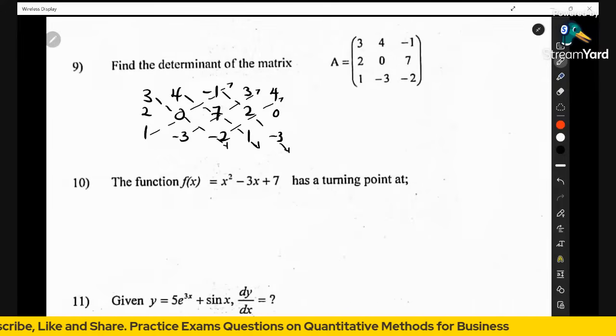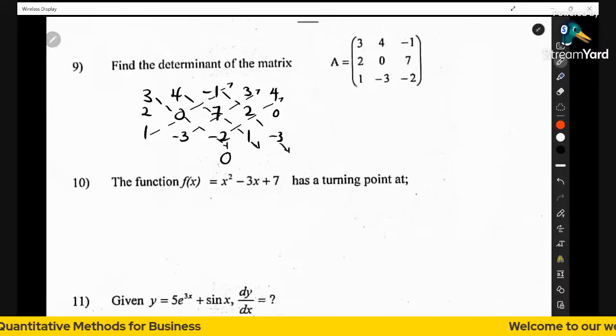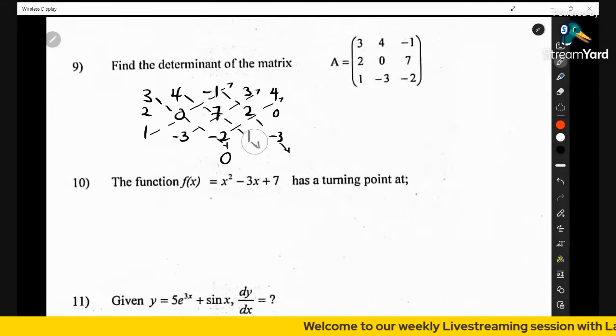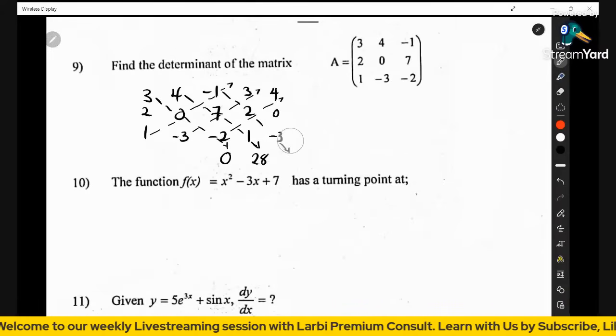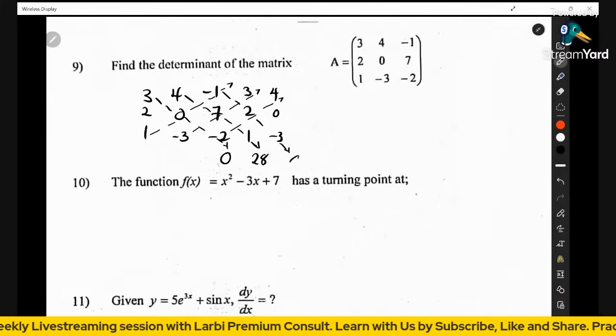Let's do the downward first. So 3 multiplying 0 multiplying negative 2. Any number multiplying with 0 is 0. So that is 0. Then we come to 4, 7, 1. What are we going to get? 28. All right. Then negative 1, 2, negative 3. We are getting negative 6.